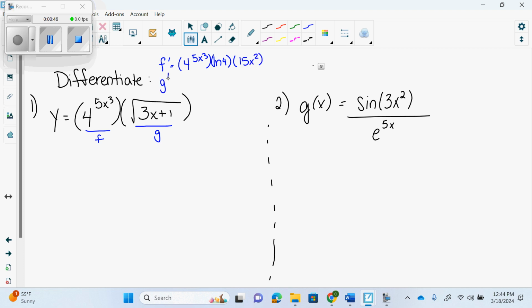G prime, it's this to the half. So I'm going to get 1/2 g to the negative 1/2, and then the derivative of the inside is 3. So I technically get 3/2, 3x plus 1 to the negative 1/2.